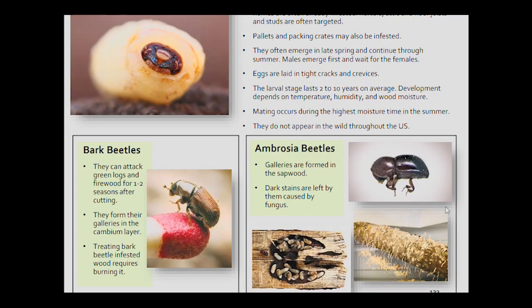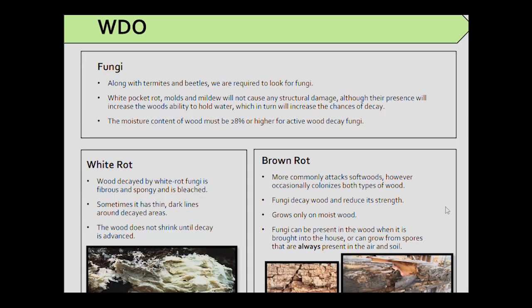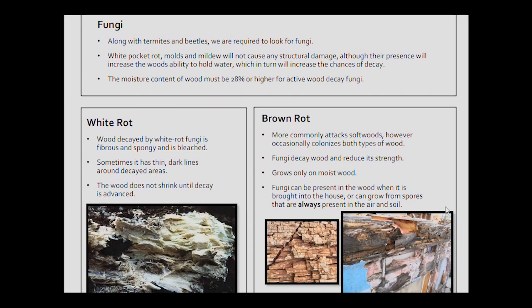Ambrosia beetle galleries are formed in the blank. Answer D, sapwood. Ambrosia beetle leaves dark stains in woods, which is caused by blank. A, fungus. Which of the following isn't a class of termiticide?